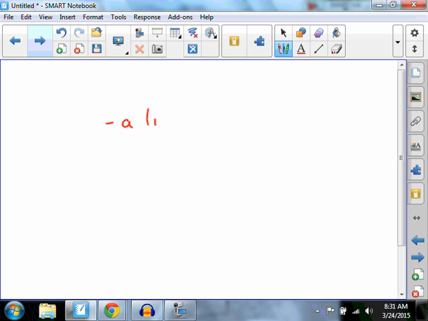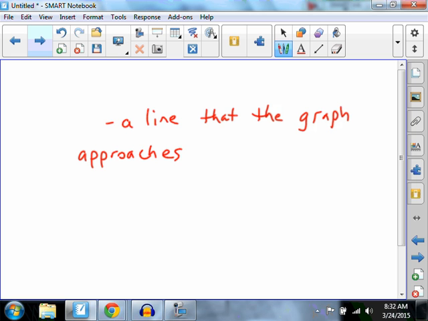It's a line that the graph approaches. Now, there's something implied here, and I'm going to make it real clear. I'm going to actually write it out. It's a line that the graph approaches. What's that mean, to approach something? It gets closer and closer and closer toward it. If something's approaching something, does it ever touch it? No. So I'm going to put in parentheses here, but does not meet.